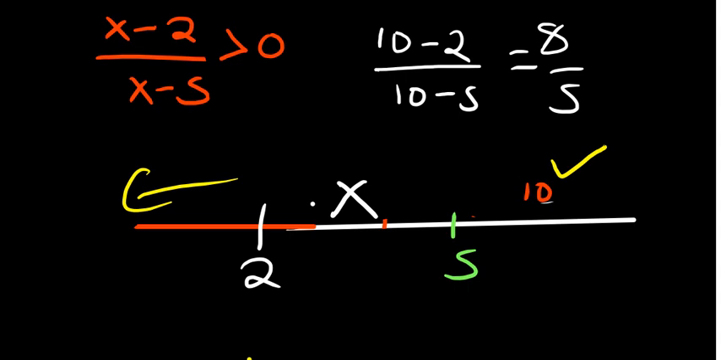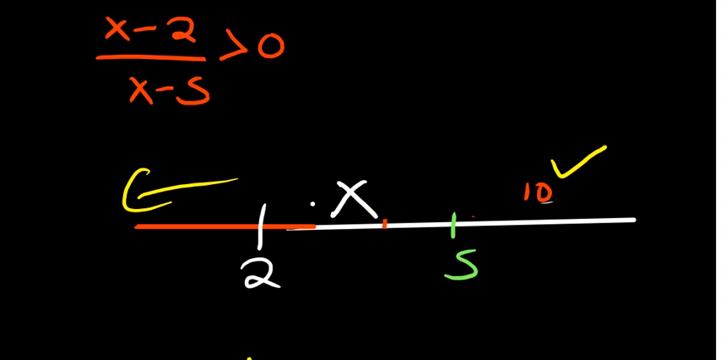So what is our answer? The possible values of x that satisfy the inequality, that would make the values greater than 0. What are we saying? They are the values of x that are less than 2 and greater than 5. Okay, so how about 2 itself?